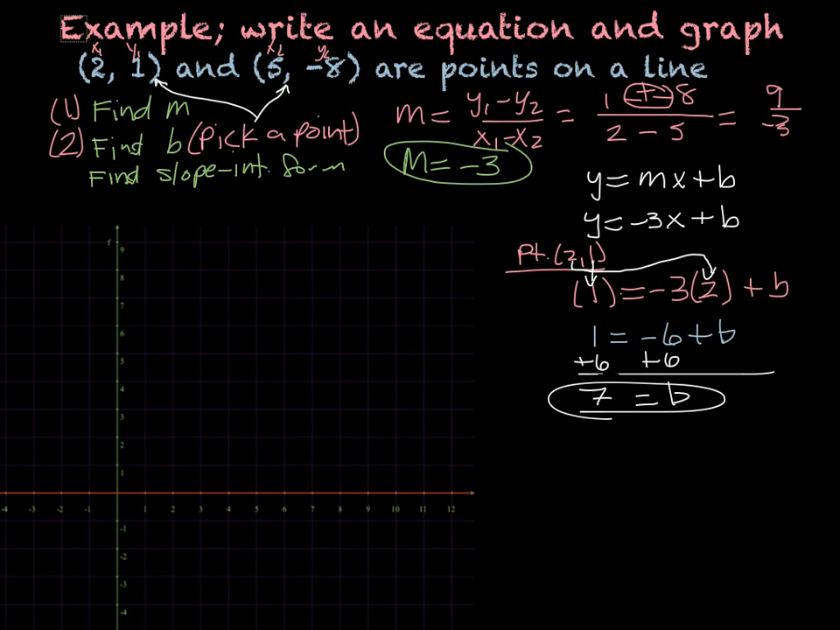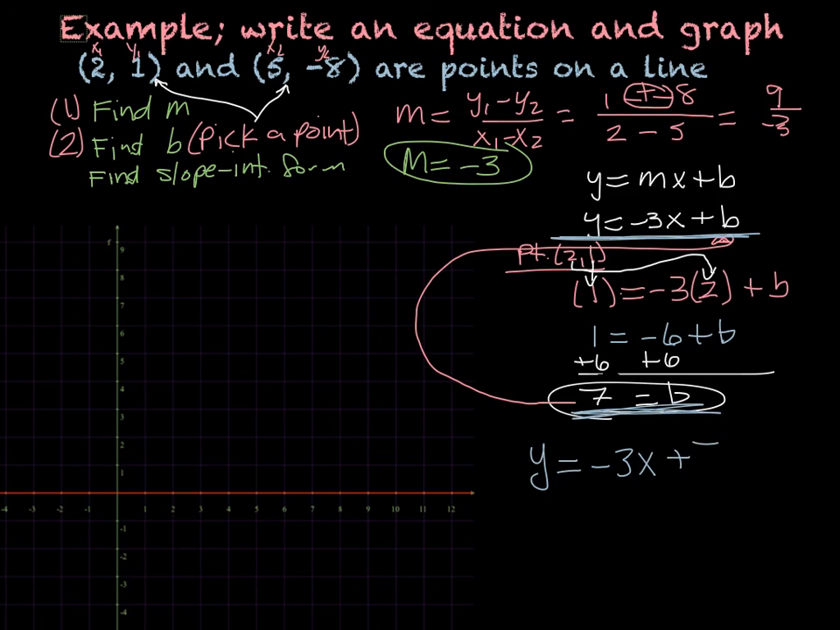So now I have m and I have b, so if I just take that b and put it in for my b up there, then my final equation is y equals negative 3x plus my b, which we found to be 7. So that is my final answer, and then I can graph it.